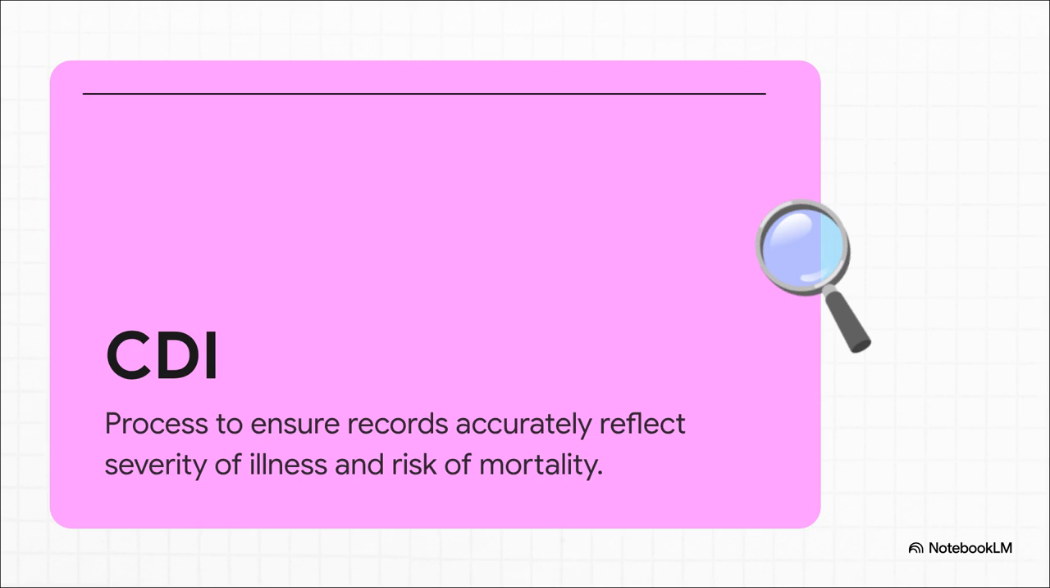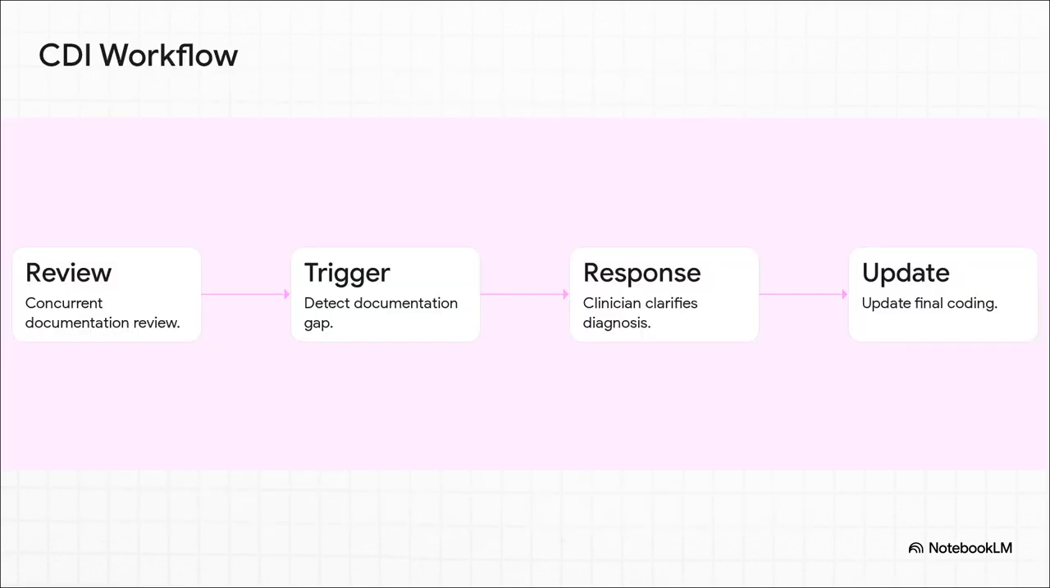They're looking at abnormal lab values, diagnostic imaging results, vital signs, and medication administration records to make absolutely sure the physician's written word perfectly matches the reality of the patient's severity of illness and risk of mortality. Here's how this translates into a really strict operational workflow.